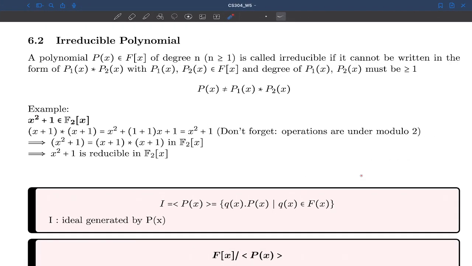So, hi everyone. In this video, we will learn about irreducible polynomials. By now you are familiar with what F[x] is, what capital F box x is. So let me recall that for you.